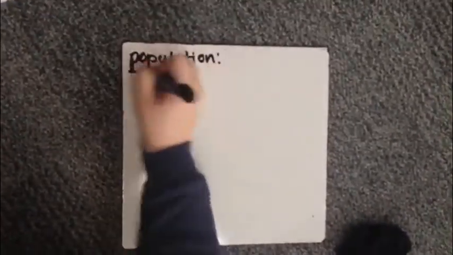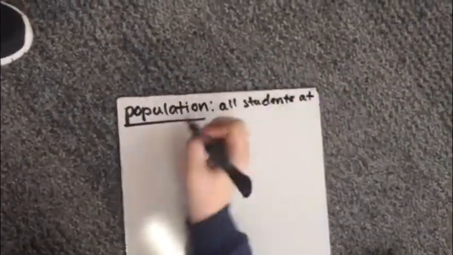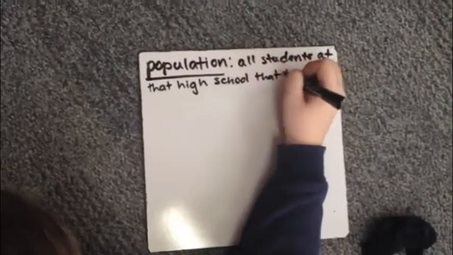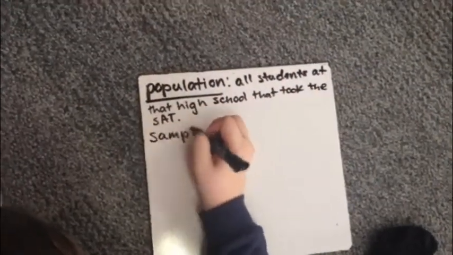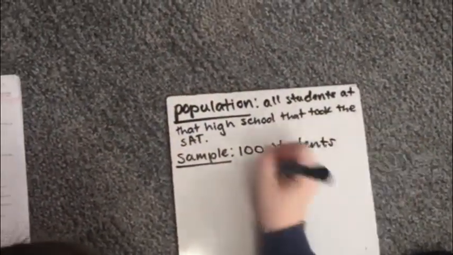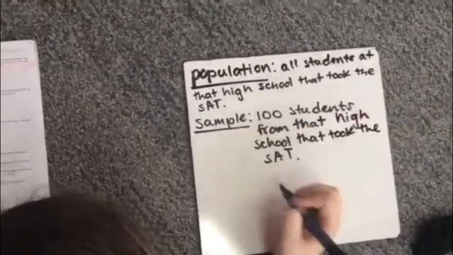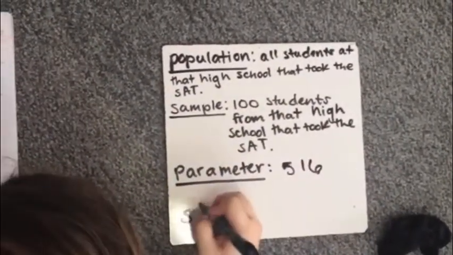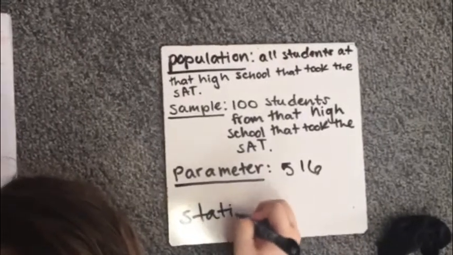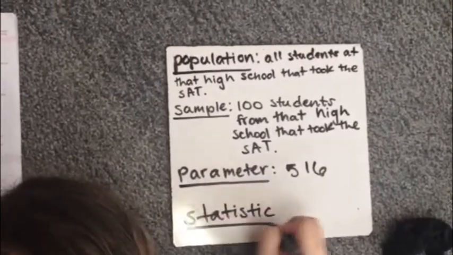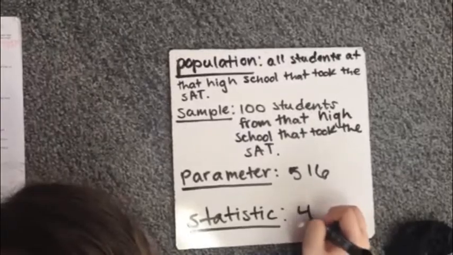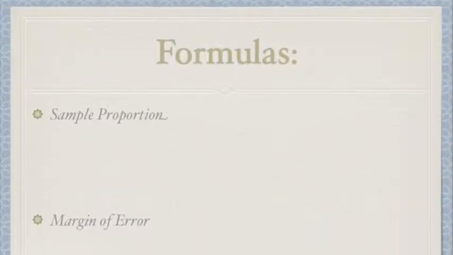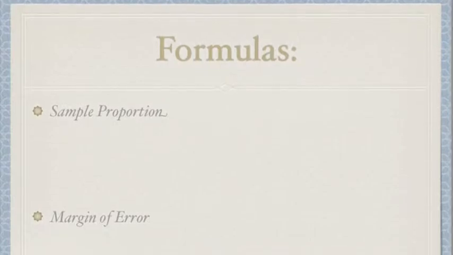For this example, the population is all students at that high school that took the SAT. For the sample, it's 100 students from that high school. The parameter is 516 because that is the average math score given for that particular high school. The statistic is 486.